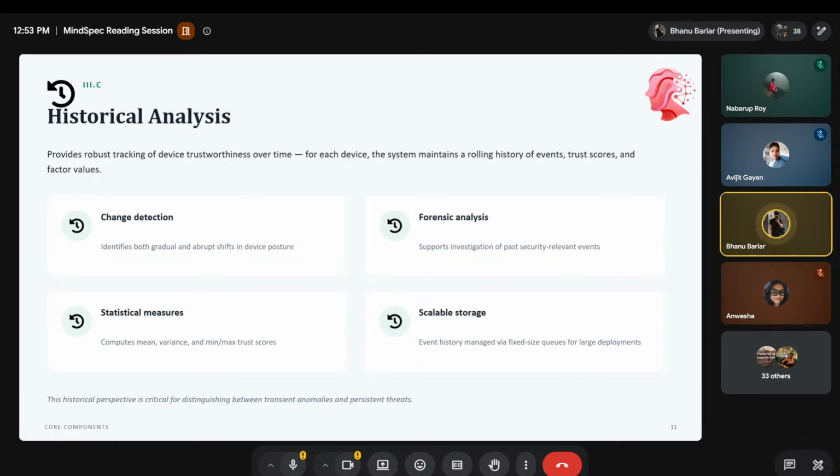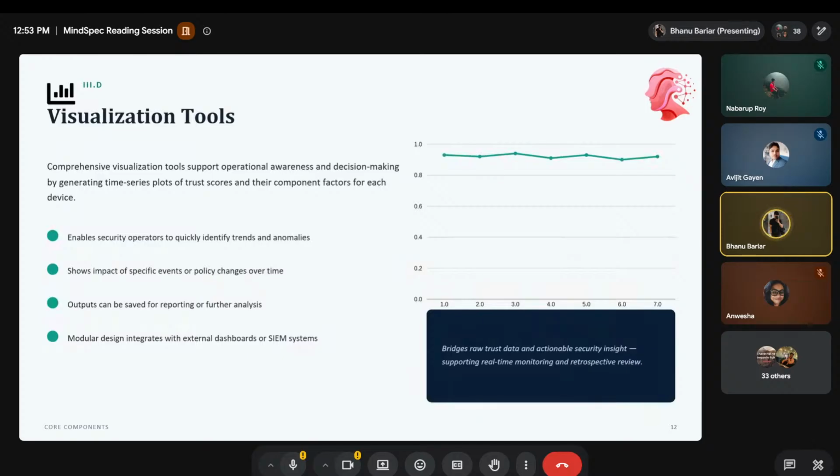After calculating and storing trust scores, the final step is presenting this information in a form that administrators can easily understand. For that, the final component of the framework is the visualization module. Although trust scores are numerical values, humans understand trends much more effectively through visual representations. Therefore, the system generates time series plots showing how trust evolves throughout device operation.